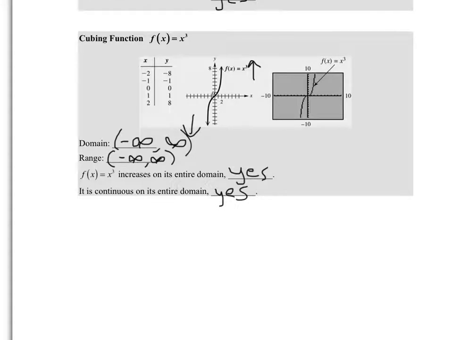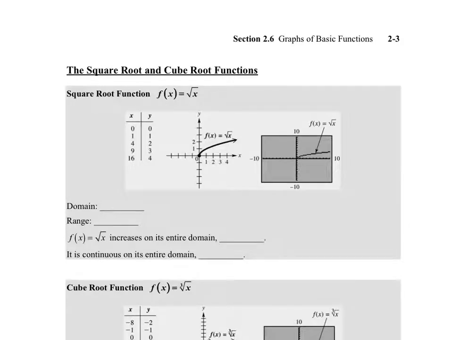Time to go to the next page. The square root function, y equals the square root of x, looks like it is half of a sideways parabola. If you look at this graph, if I were to sketch this part in, what you would see would be the equation x equals y squared.